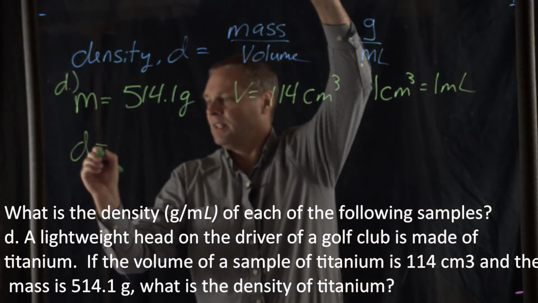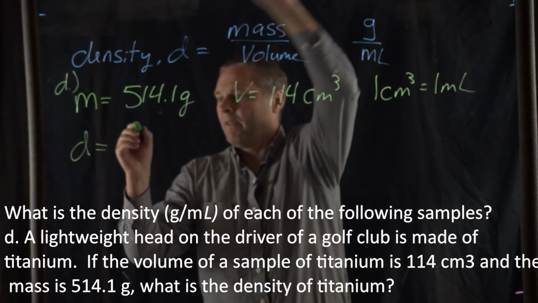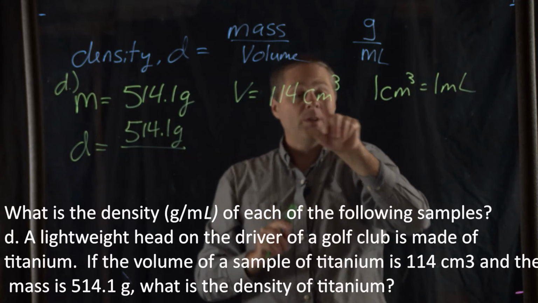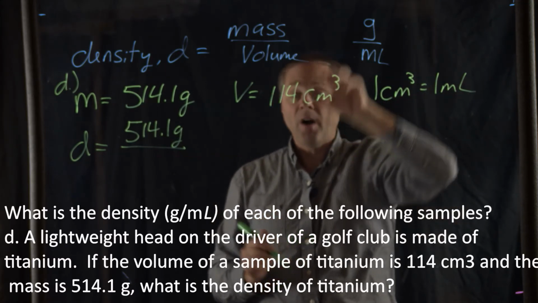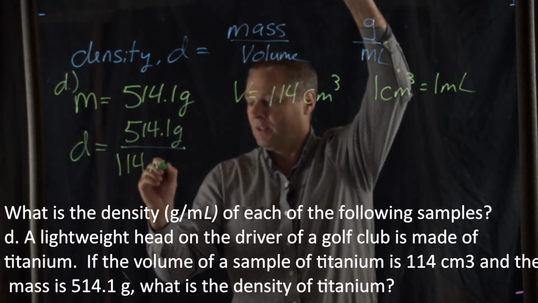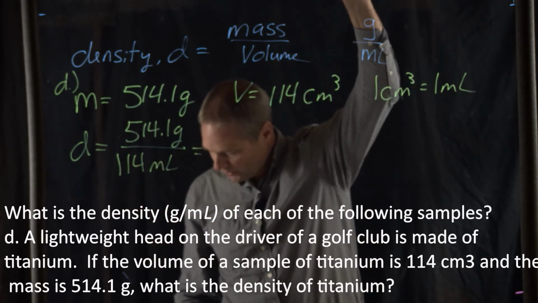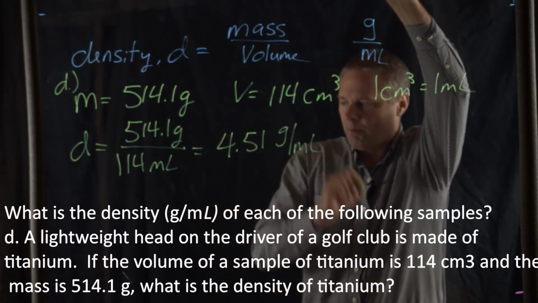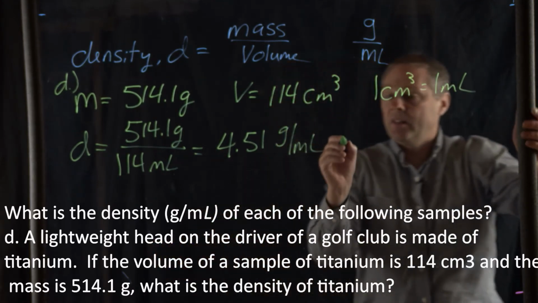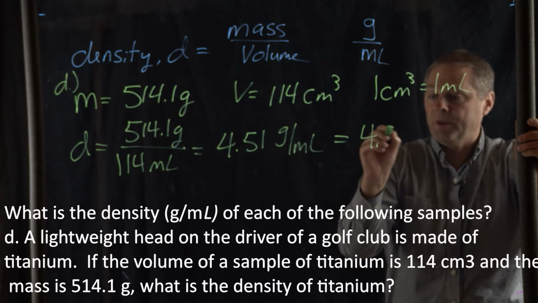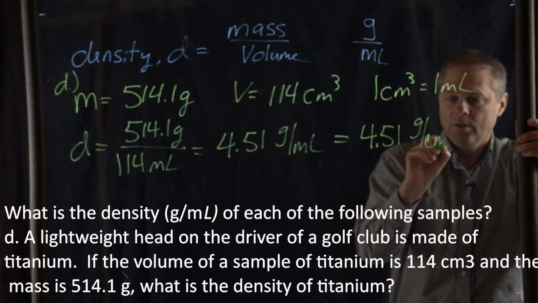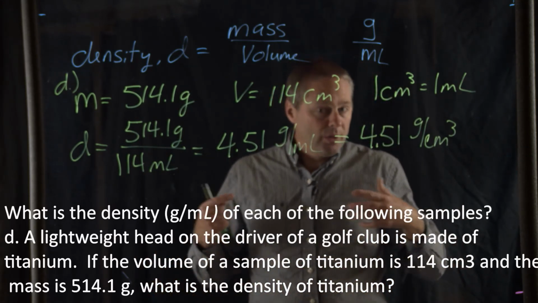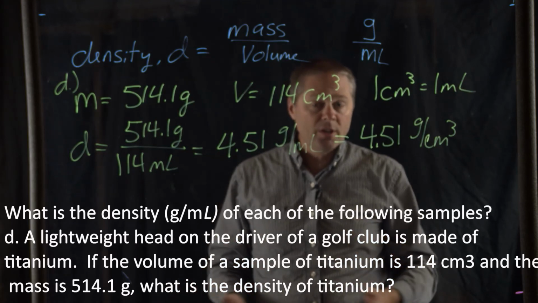So now our density is equal to the mass, which is 514.1 grams, divided by our volume. Since 1 cubic centimeter is equal to 1 milliliter, the volume here is equal to 114 milliliters. And so we do this arithmetic, and it comes out to be 4.51 grams per milliliter. Now, this is also equal to 4.51 grams per cubic centimeter. Right? This ends our problems of doing unit conversions. If you happen to have any questions, feel free to ask me.